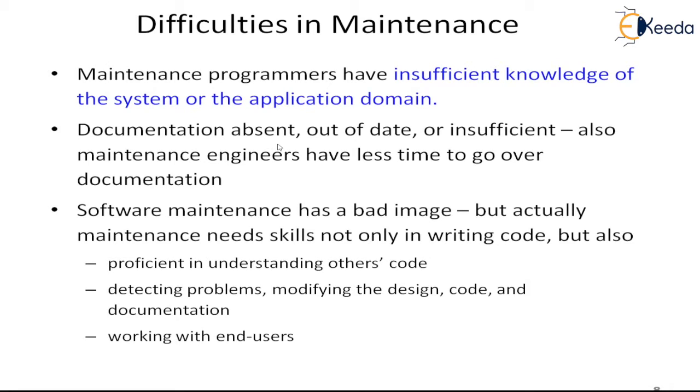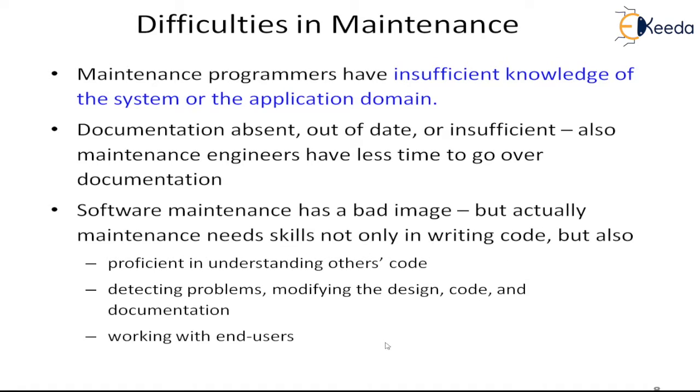Documentation may be absent, or it may be out of date, or it may be insufficient. And even if it is sufficient, it will be so large and so detailed that the maintenance engineer has less time to go over the documentation, because I told you that they are always under pressure. And software maintenance has a bad image, but actually maintenance needs skills, not only in writing code.